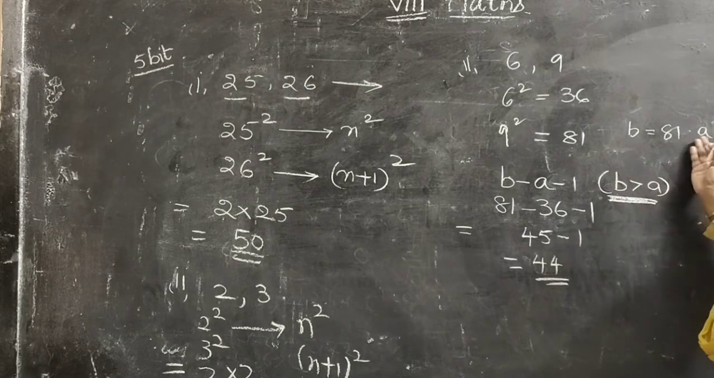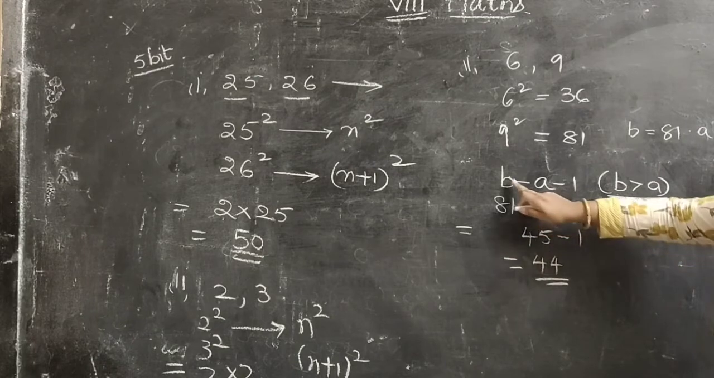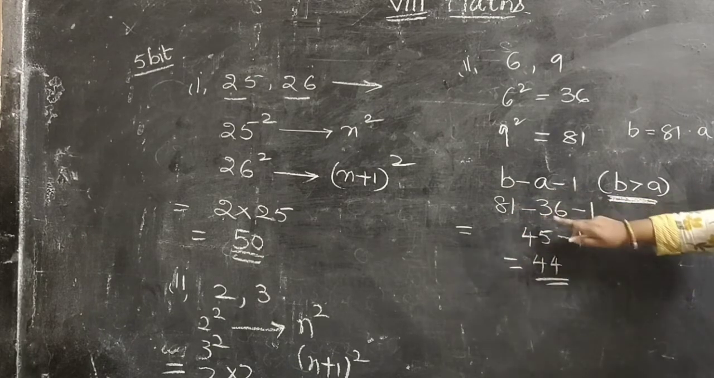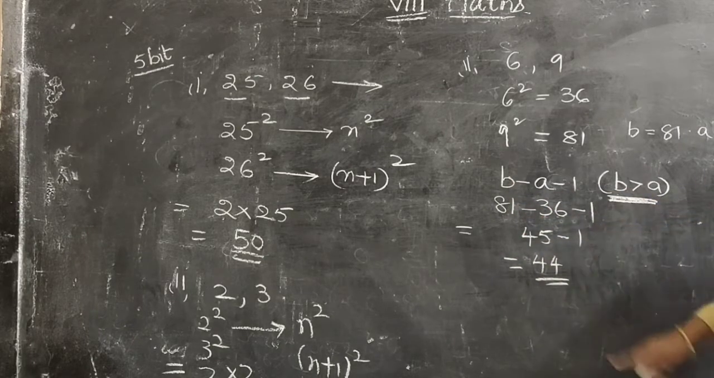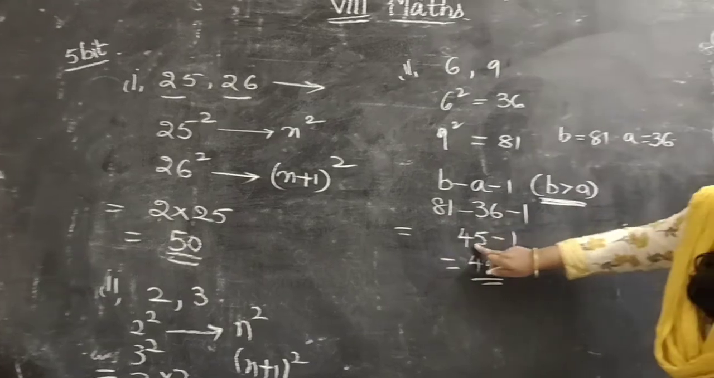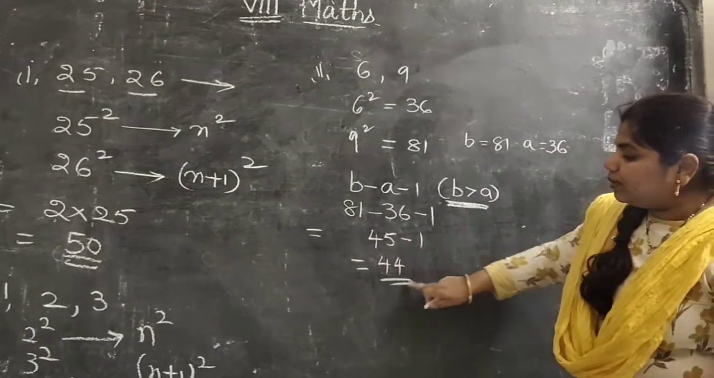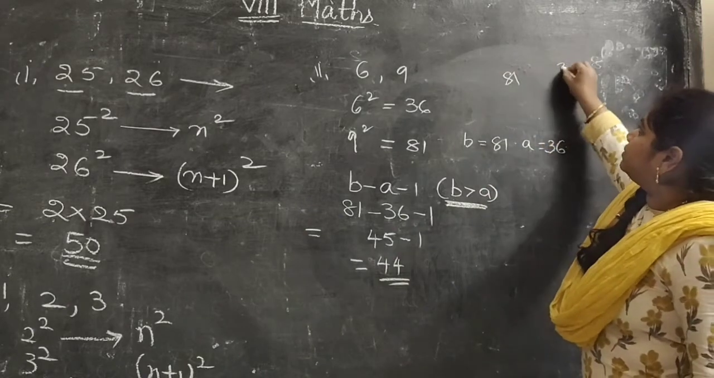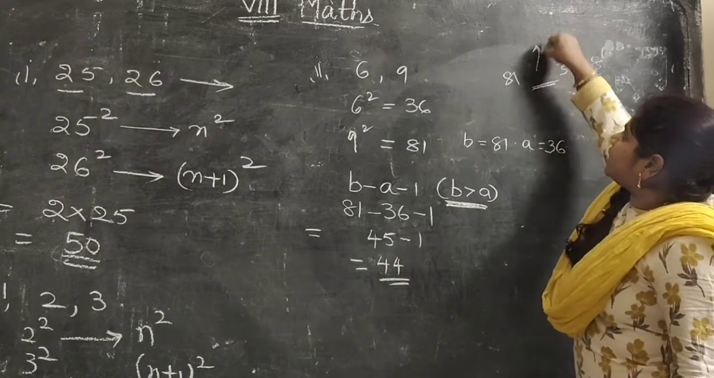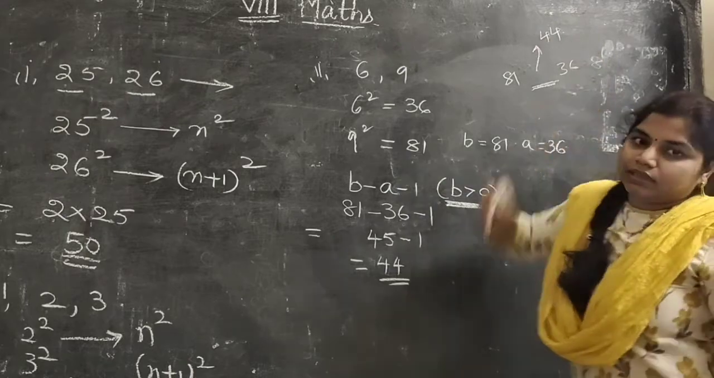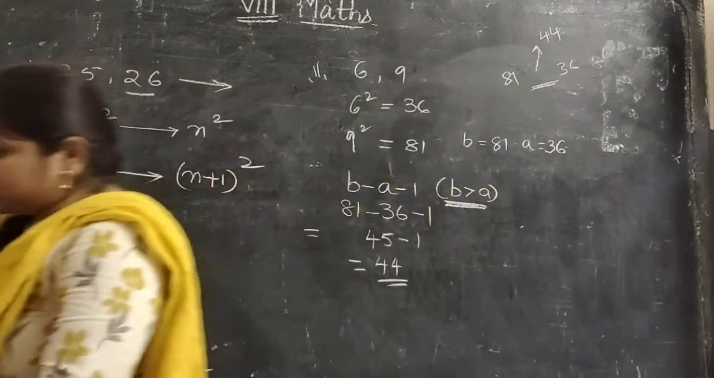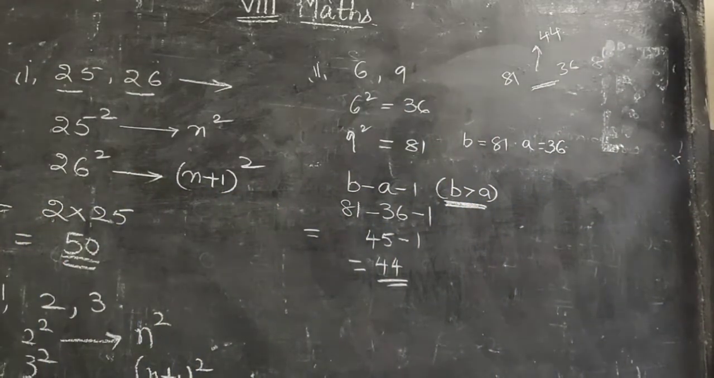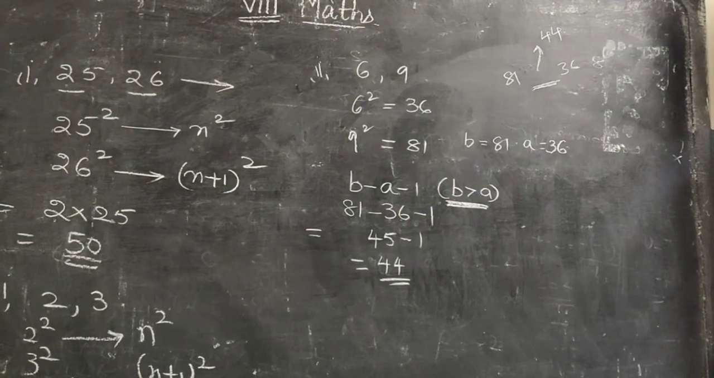Now substitute these values in the formula. B value is 81, a value is 36, minus 1. So 81 minus 36 is 45, minus 1, that will be equal to 44. That means in between 81 and 36, how many numbers are there? 44 numbers are there. Okay. So next, we will continue with the next exercise. That is exercise 2.